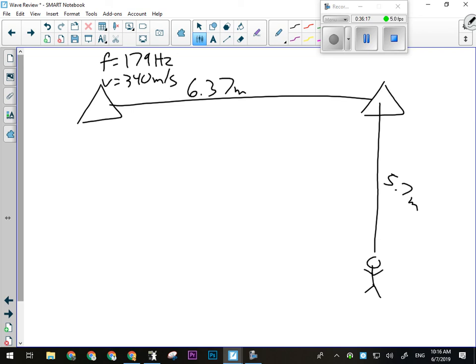So what do I need to calculate first? Yeah, I got to find out how far it is in meters from the second speaker to the person. So I'll do the Pythagorean theorem on that. And I think it gets 8.55 meters, is that right?